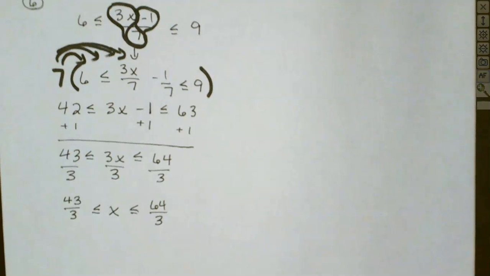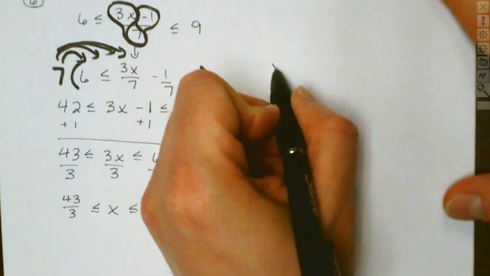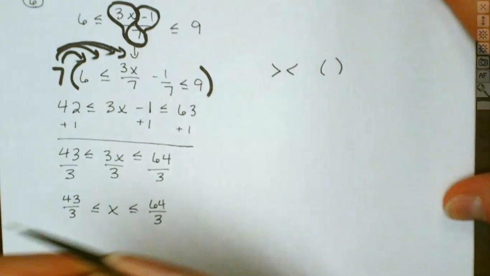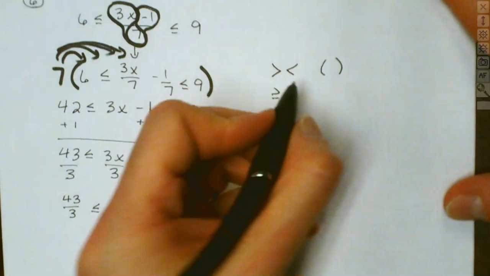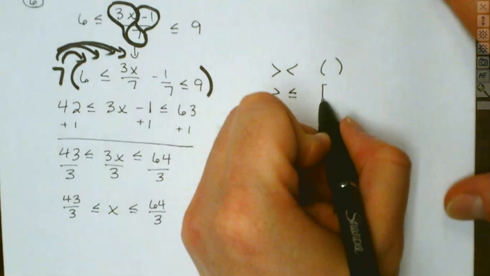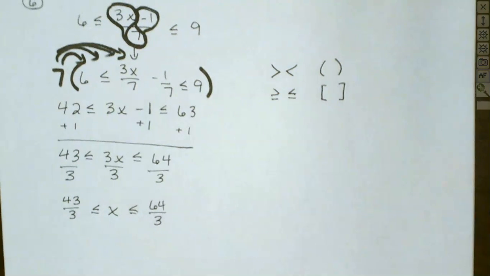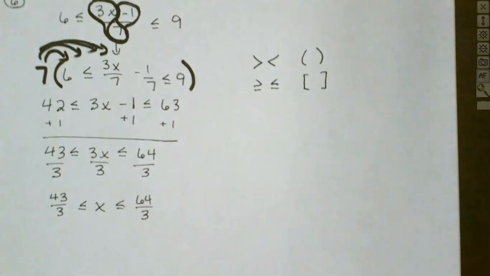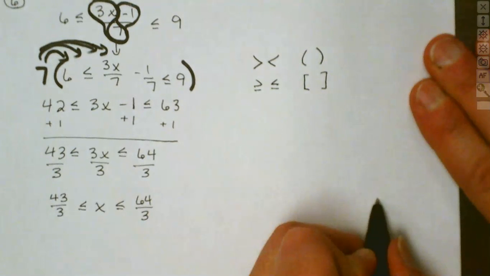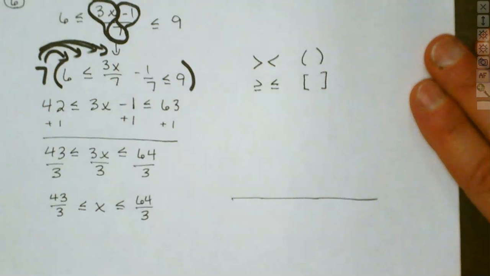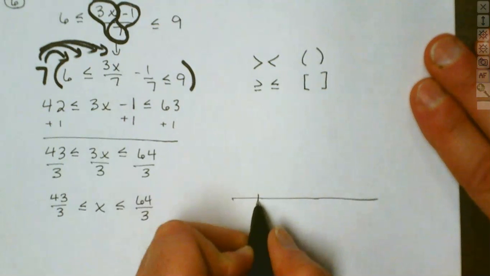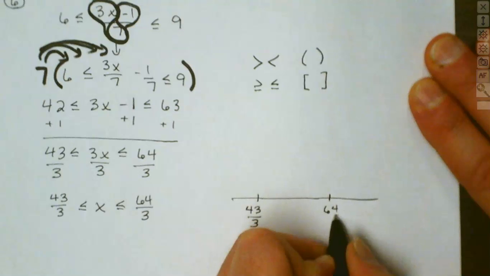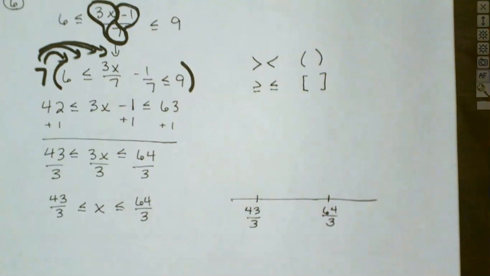Now, when we go on the number line, what do we know? We know that strictly less than, strictly greater than, those are going to get parentheses. Greater than or equal to, less than or equal to, what do those get? Square brackets. So when we graph this, are we going to be using brackets or parentheses? We're going to be using square brackets. Make sure they're in the correct order. 43 over 3 is a smaller number, so that's going to go on the left. 64 over 3 is the larger one, so that goes on the right.